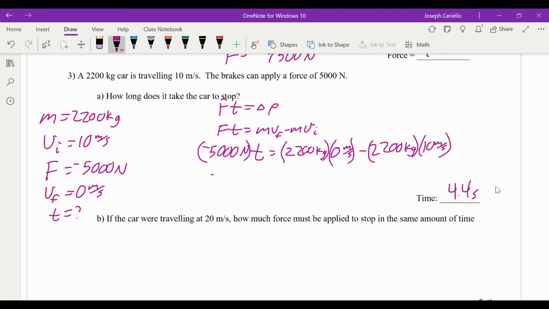So on the left-hand side here, we get negative 5,000 T equals, this is 0 here, and this is going to be minus 22,000. Divide both sides by negative 5,000, and you get t equals 4.4 seconds. If you had gotten a negative time here, you should have realized there was a mistake. What was the mistake? That you did not make the force negative.